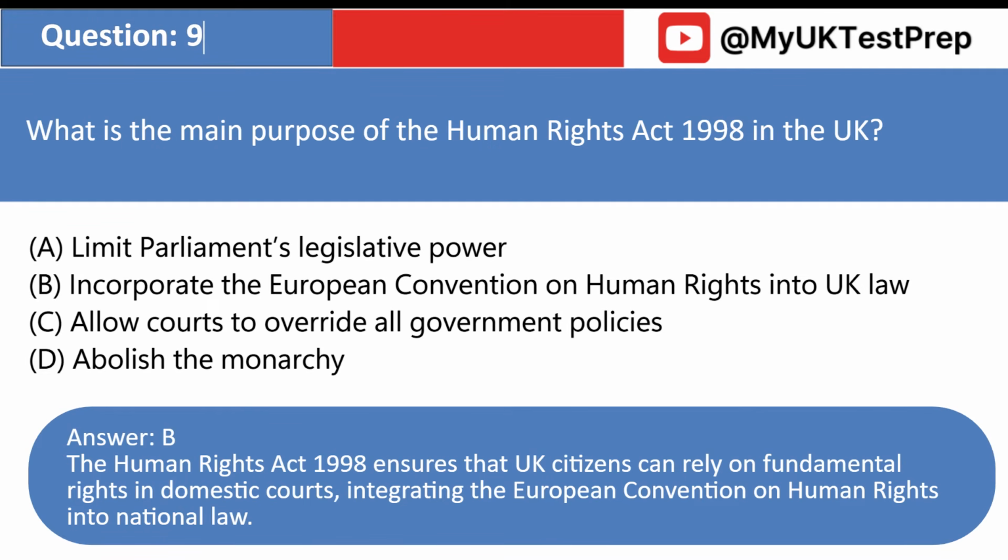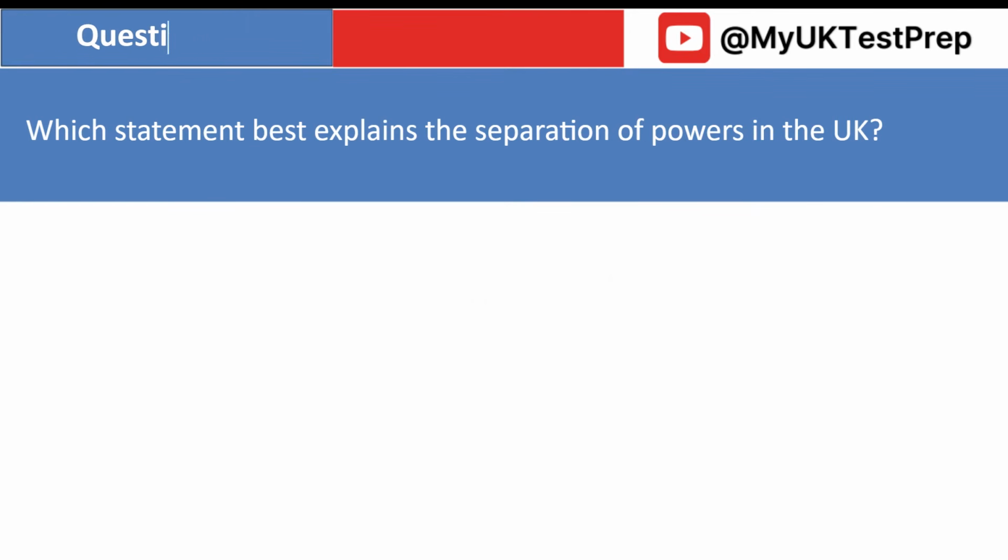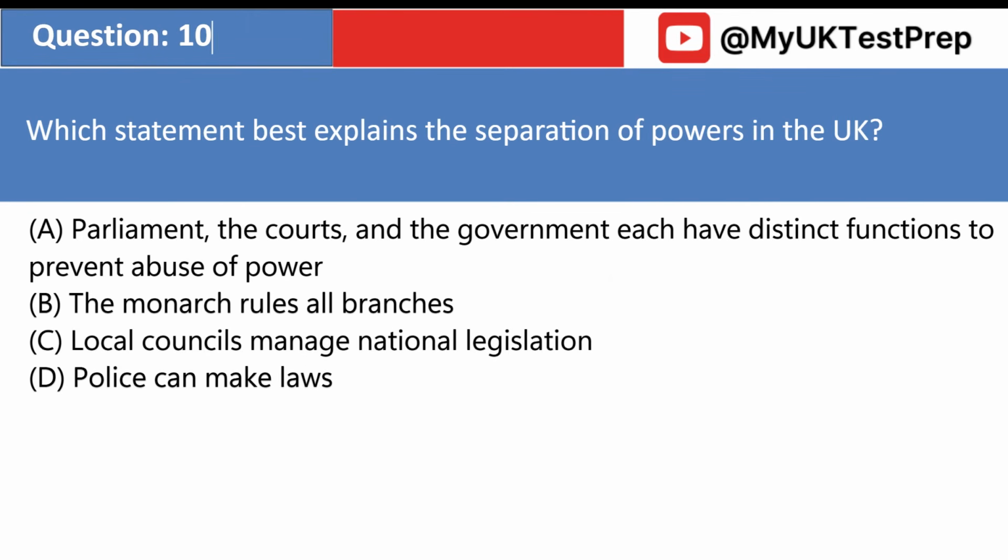The Human Rights Act 1998 ensures that UK citizens can rely on fundamental rights in domestic courts, integrating the European Convention on Human Rights into national law. Which statement best explains the separation of powers in the UK? A. Parliament, the courts, and the government each have distinct functions to prevent abuse of power. B. The monarch rules all branches. C. Local councils manage national legislation. D. Police can make laws.